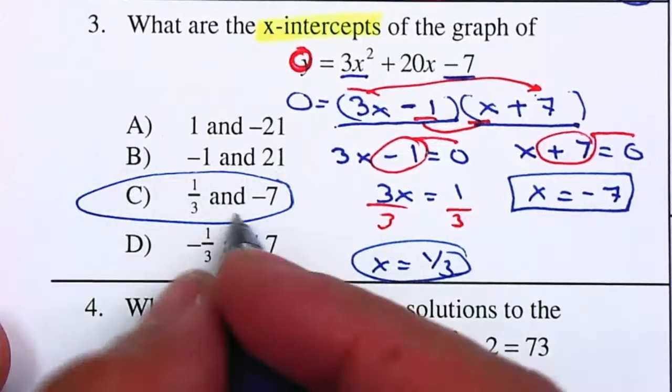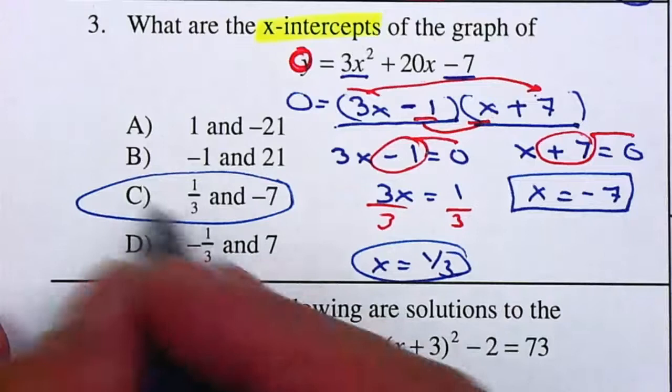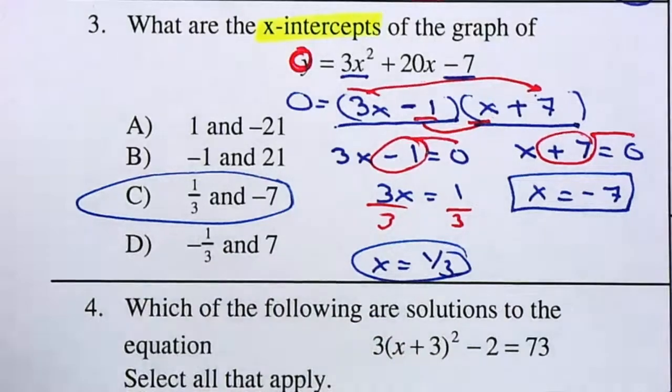Now remember that sometimes they are separate, so you might have to bubble two answers. But in this case, your answer is letter C.